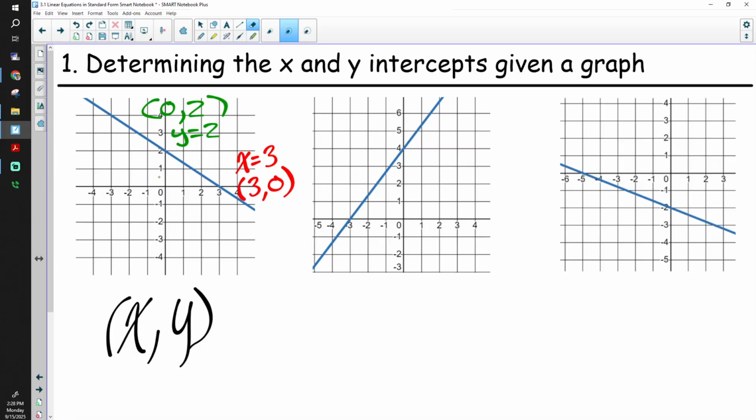You're going to take 4 minutes to do the next 2, the x-intercept and y-intercept. We can ask questions.